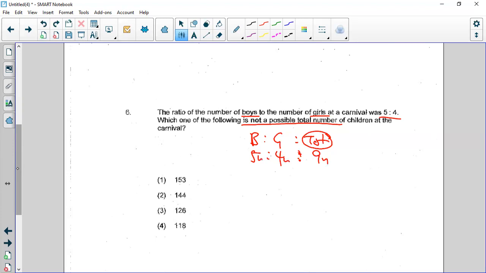So you look at all the answers there. Can the numbers divide by 9? So can 153 divide by 9? Okay, I'm going to do this a bit faster, but you must do working. 153 divided by 9 can. You get 17. So this is a possible total.